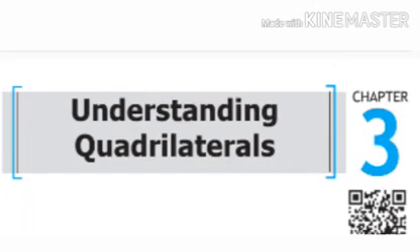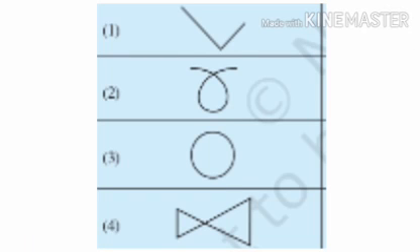Maths Chapter 3, Understanding Quadrilaterals. Let's revise these shapes. First one is a simple open curve. Second one is not a simple curve because lines are overlapping. Third is a simple closed curve. And fourth is a closed curve that is not simple.